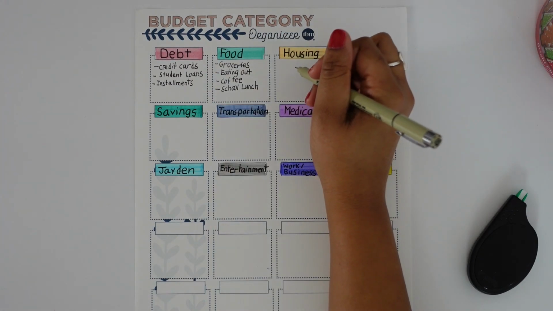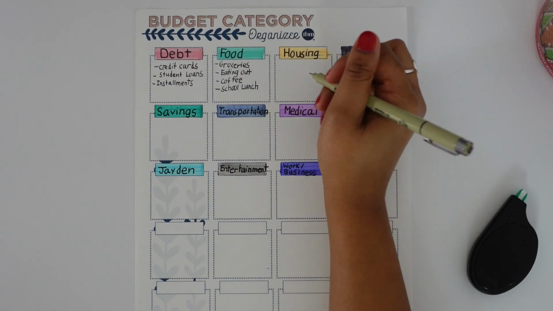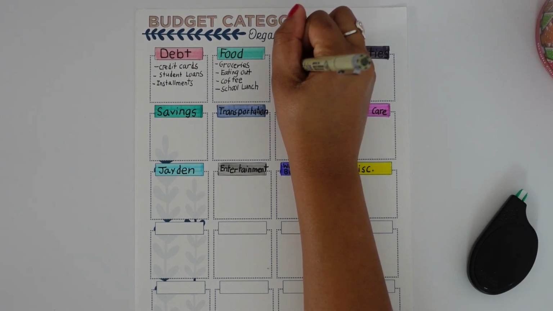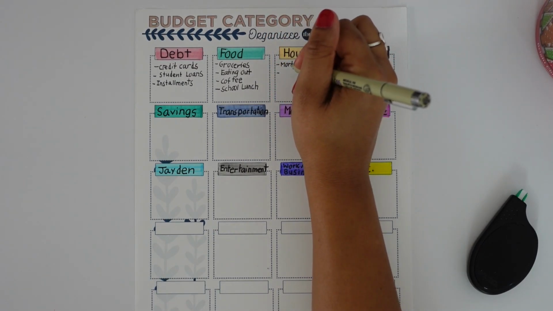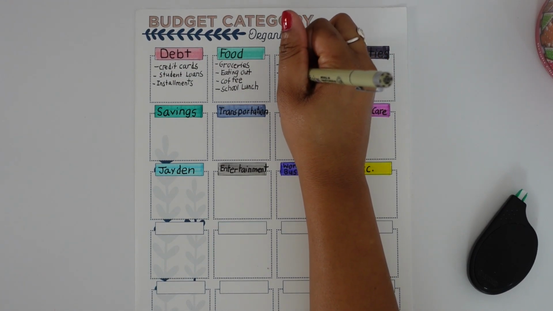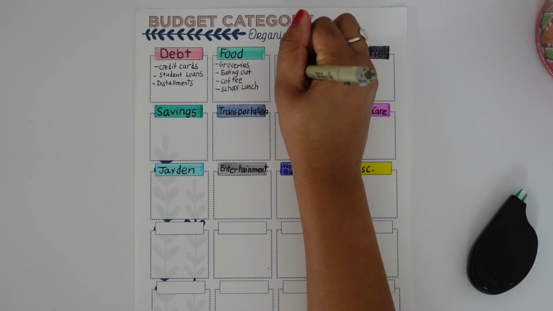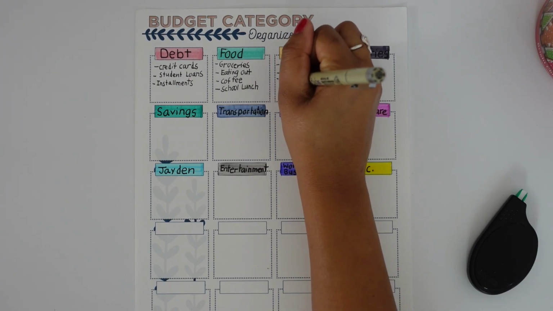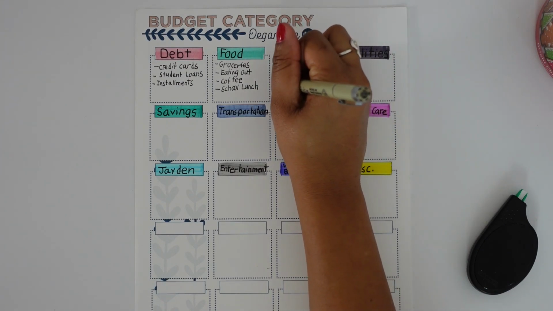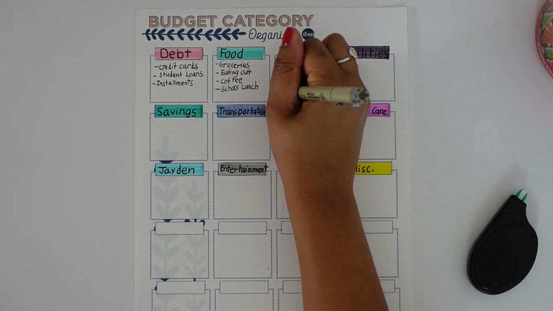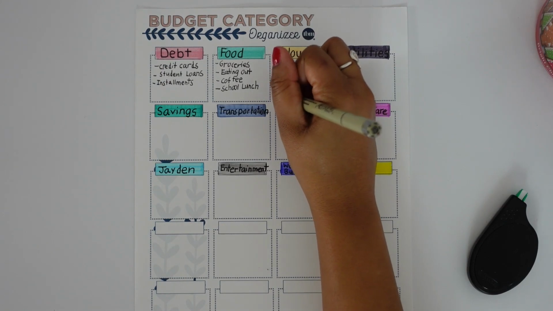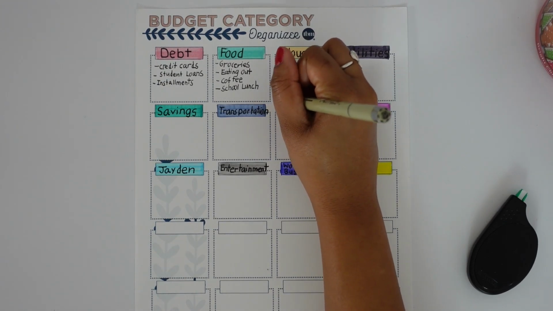My next category is going to be housing. My housing category is going to include my mortgage, home repairs, property taxes, home improvements, my homeowner's insurance, my HOA. I'm gonna put house cleaning.